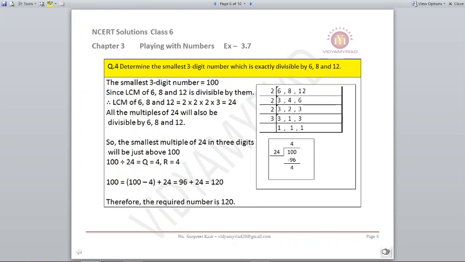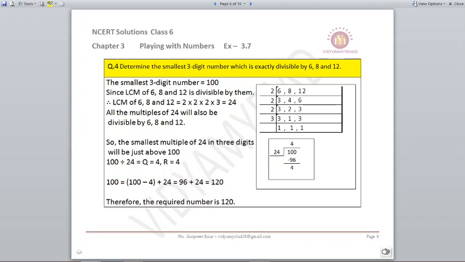Question number 4. Determine the smallest 3-digit number which is exactly divisible by 6, 8 and 12. Now we all know that the smallest 3-digit number is 100. So whether this 100 is divisible by 6, 8 or 12 or not, let us check. We will first find their LCM. It comes out to be 2 into 2 into 2 into 3, which is equal to 24.